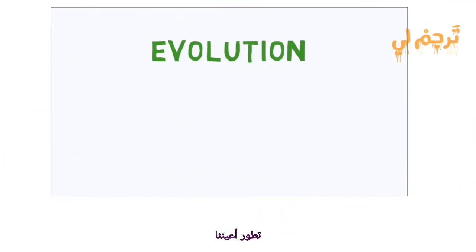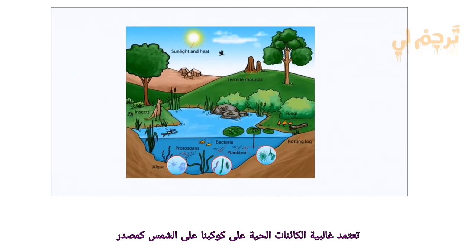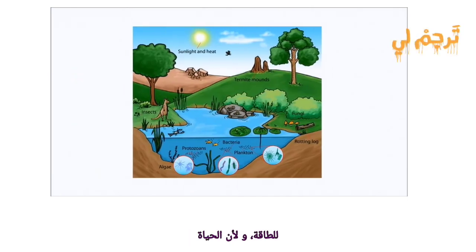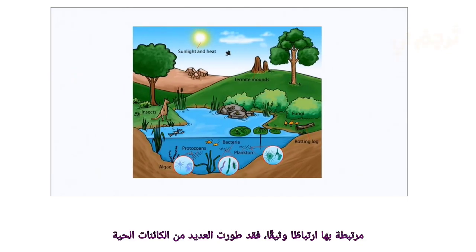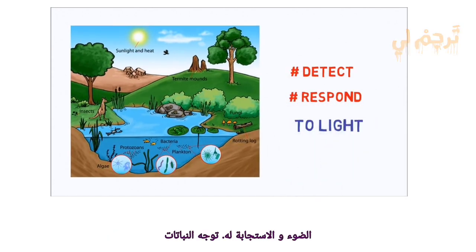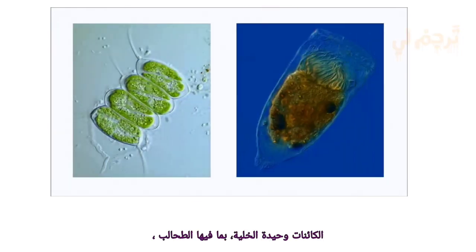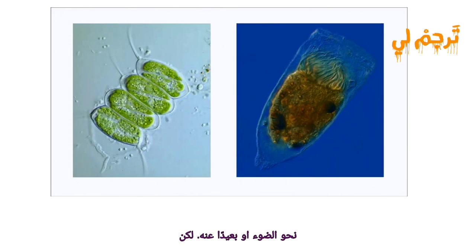understand about the evolution of our eyes. The majority of life on our planet depends on the sun for energy. Because life is so tightly linked to the sun, many organisms have evolved the ability to detect and respond to light. Plants turn their leaves toward the sun.